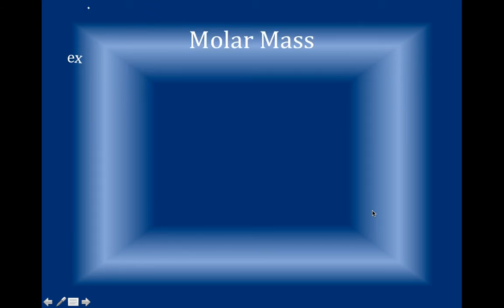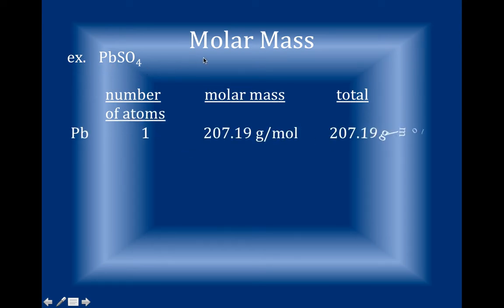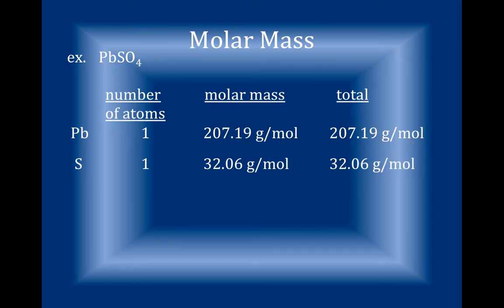We'll do the same thing for lead(II) sulfate. Same headings. Now we see we have 3 elements, and it's a 1, a 1, and a 4. So we do lead first. Lead atoms are very massive, especially compared to something like hydrogen. Sulfur, not quite as massive. And now we have 4 oxygens. By now you know it's 16. 16 times 4 is 64.